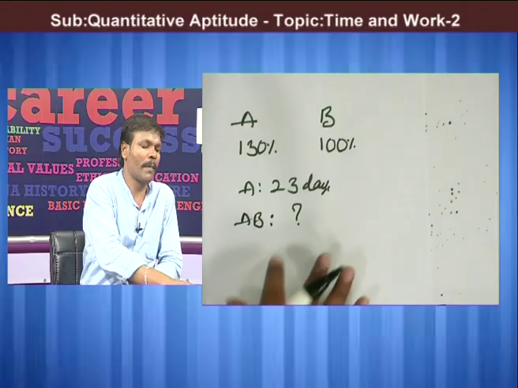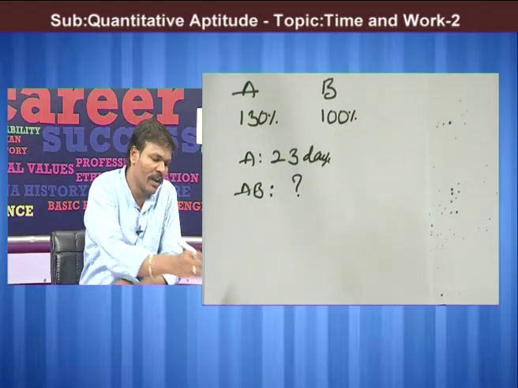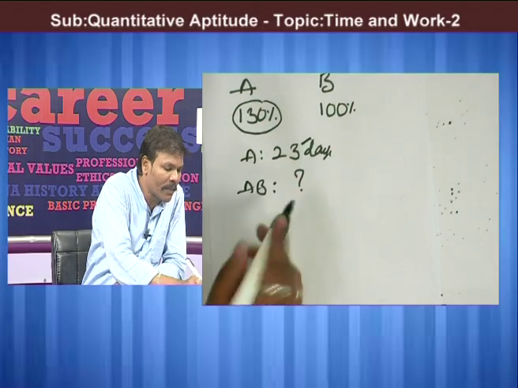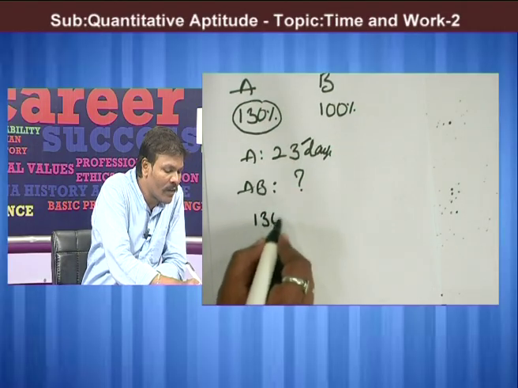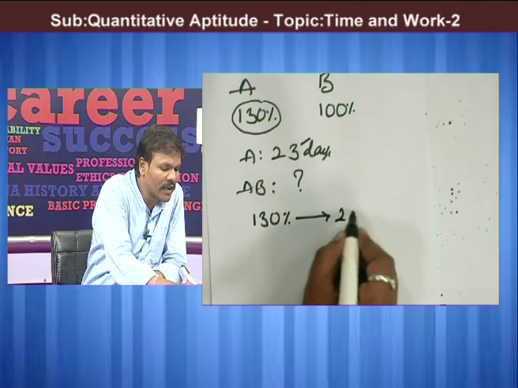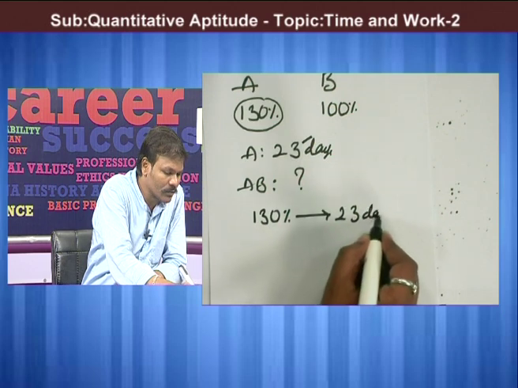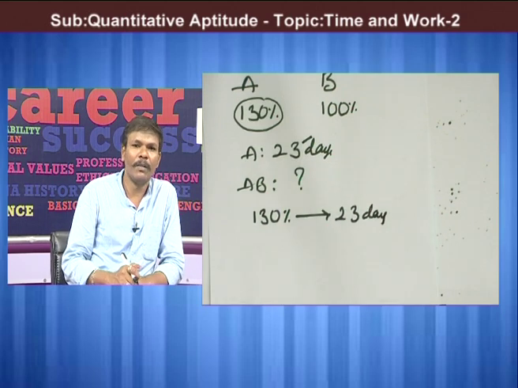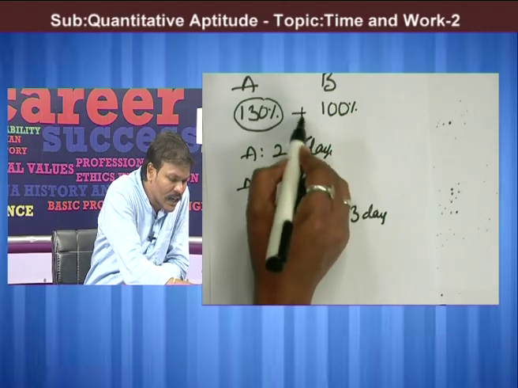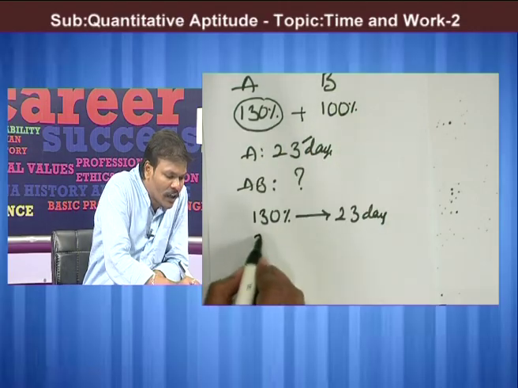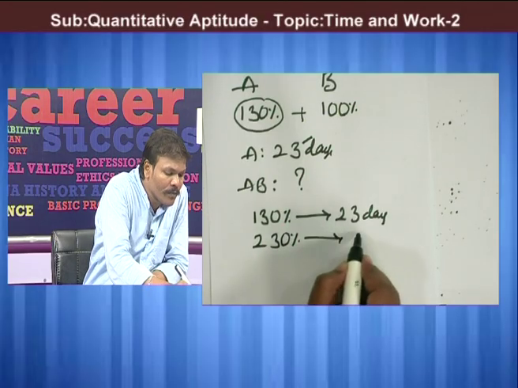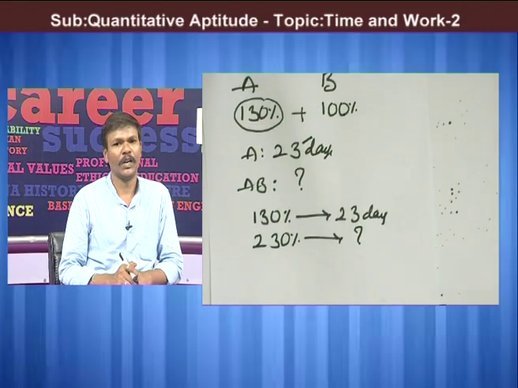Now, we are comparing the capacities. How do we compare? We have A's value, that means A's capacity. How much is A's capacity? 130%. 130% capable work is 23 days. Next, A and B working together means 130 plus 100, they are working together. So 230% of work will be the capacity, 230%.